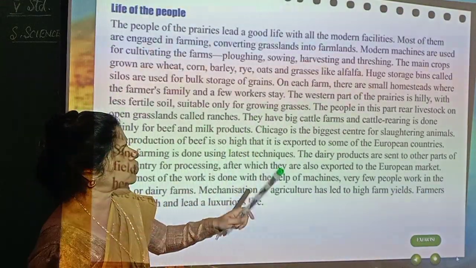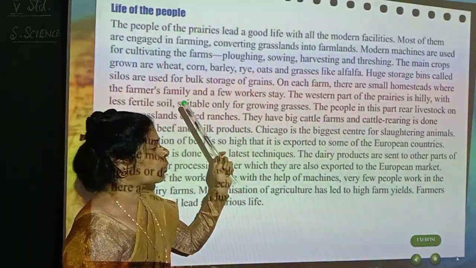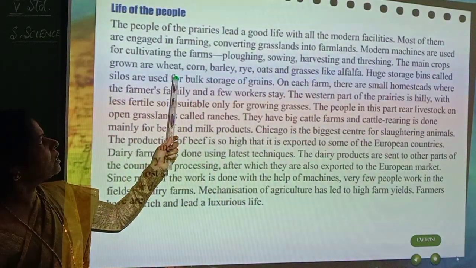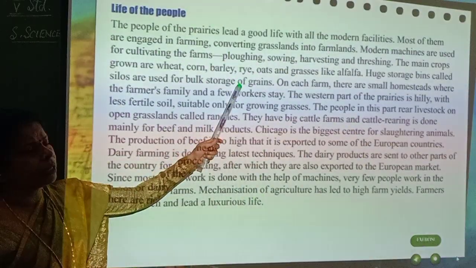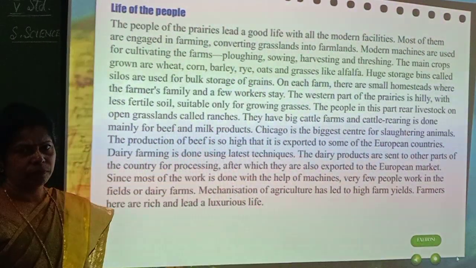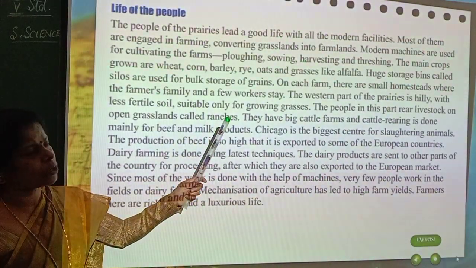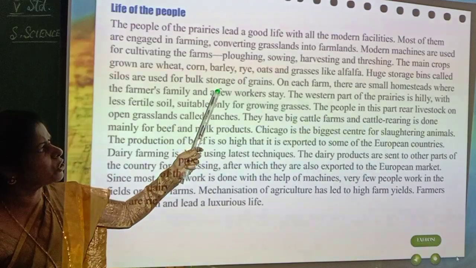That is called threshing. So all these are done. The main crops grown are wheat, corn, barley, rye, oats and grasses like alfalfa. There is a grass called alfalfa. All those things are grown here as vegetation.